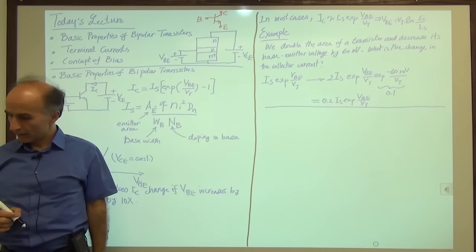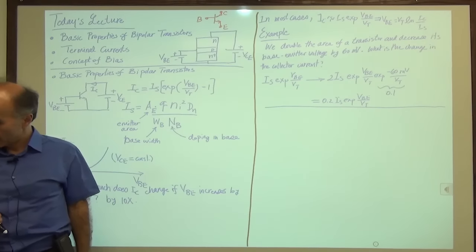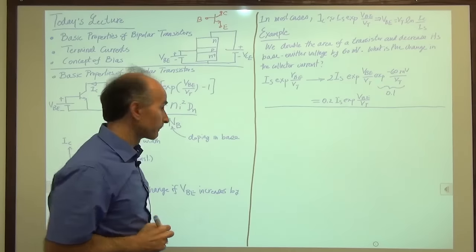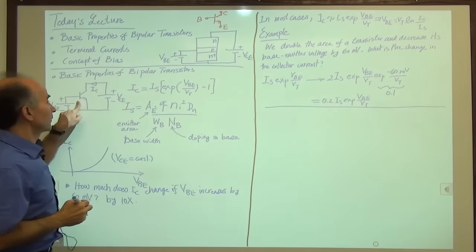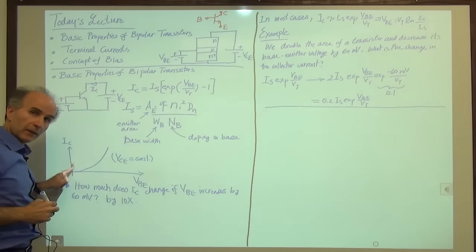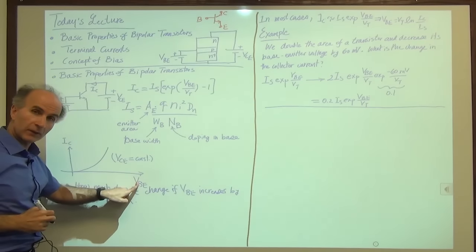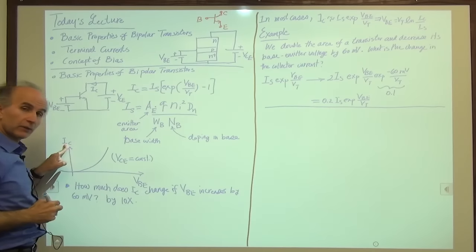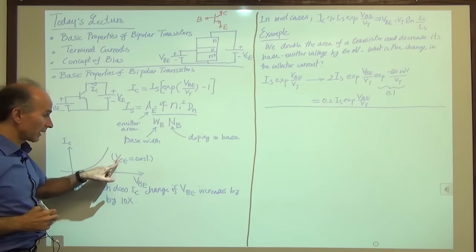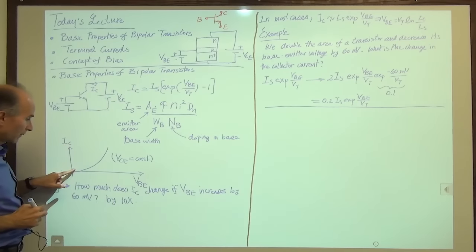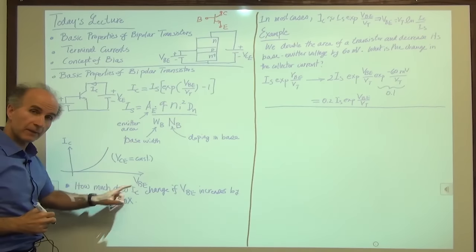So, now that we have looked at this characteristic, we need to ask one more question. In the test that we performed here and plotted here, we changed the base emitter voltage and kept the collector emitter voltage constant. So the collector current became an exponential function of the base emitter voltage.